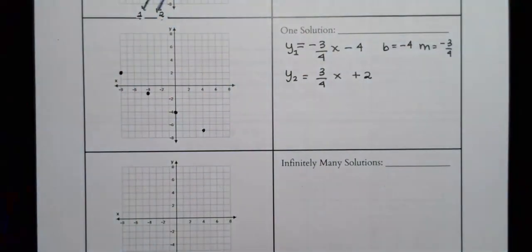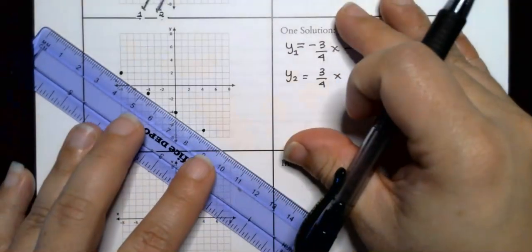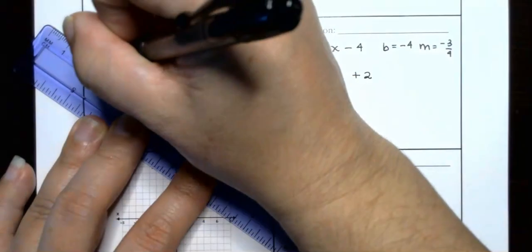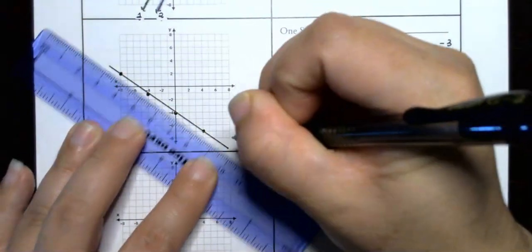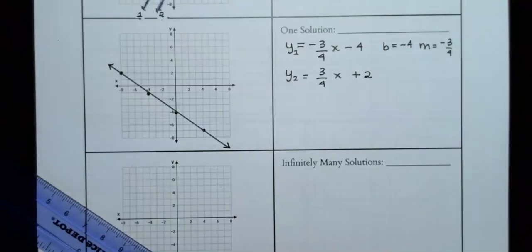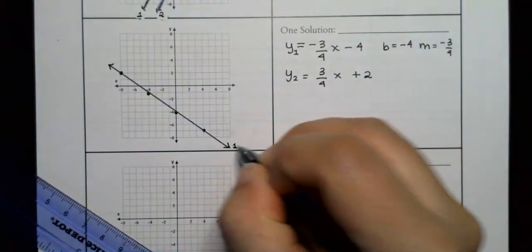Alright, so notice I have my line here. This is my first line, so I am going to label it line 1. I'm just going to put a little 1 here.